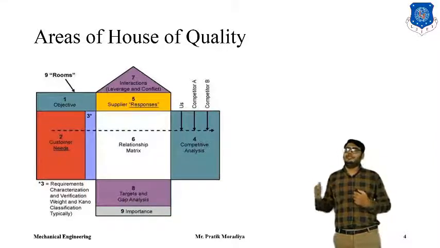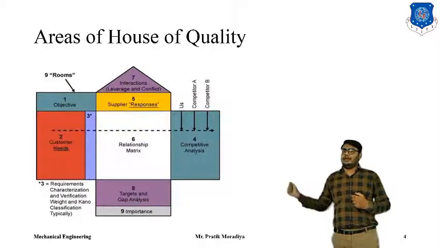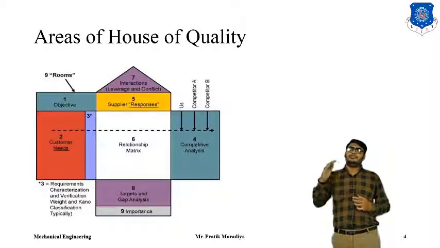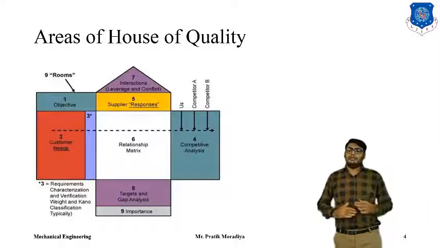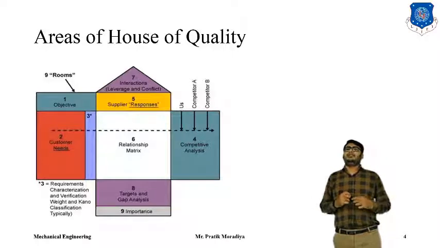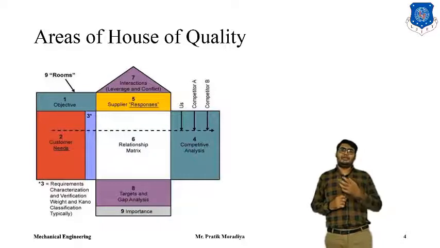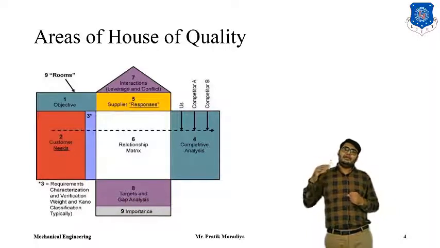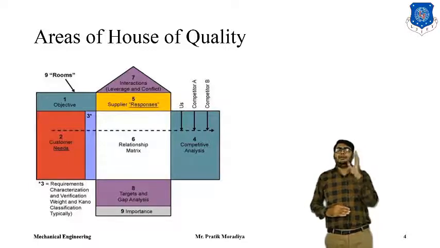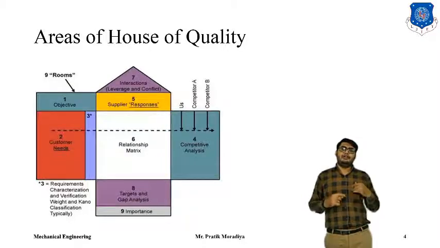There will be customer needs, shown in red there. So customer needs will list all the things that the customer wants. Then there is a yellow area, supplier responses. Those are the list of how we are addressing those customer needs. So in the red area we list out all the customer needs, and in the yellow area we list out all the things that we plan to include in our product.